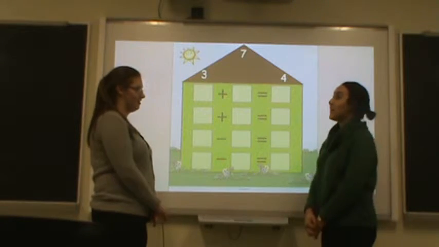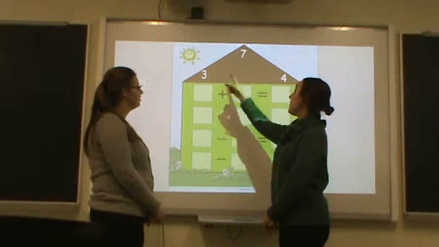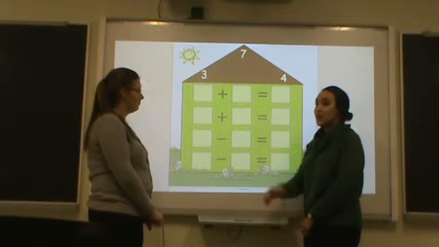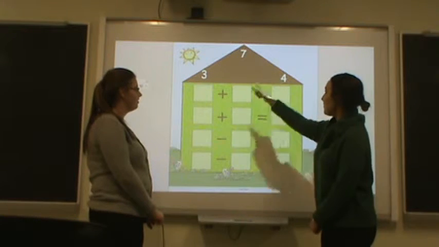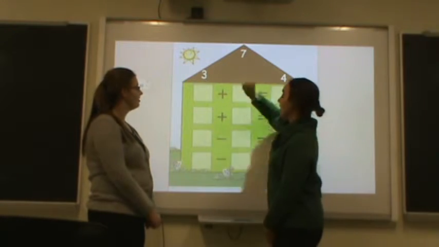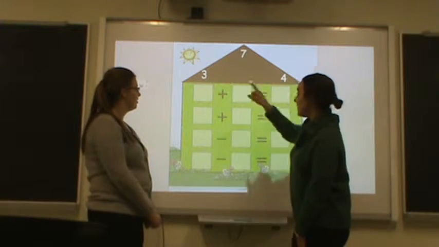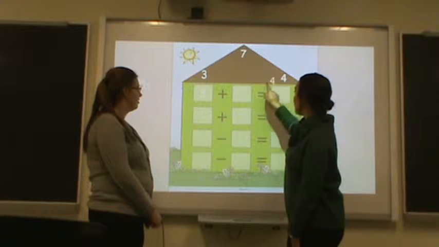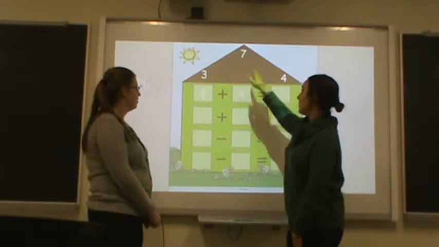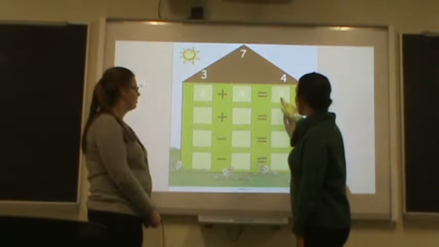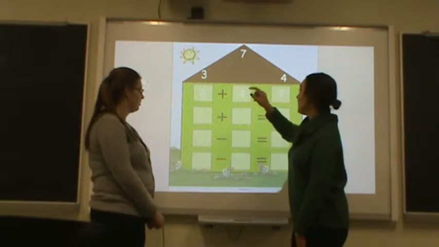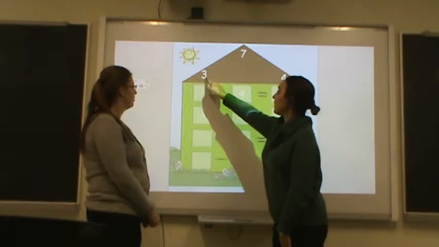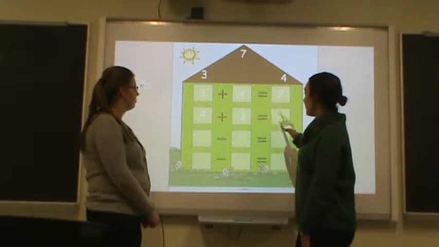So for the next fact family, we're going to use 7, 3, and 4. At this time, we would have students come up to the board and write in the answers or drag the numbers. So for the addition sentences, have them drag 3 plus 4 equals 7. And for the next one, would be 4 plus 3 equals 7.